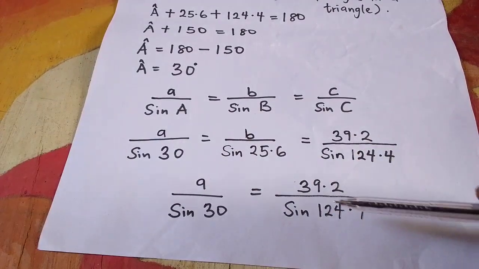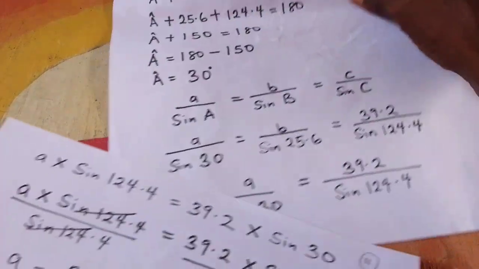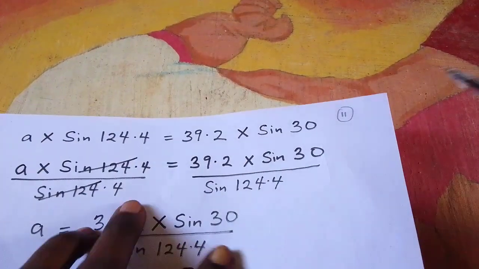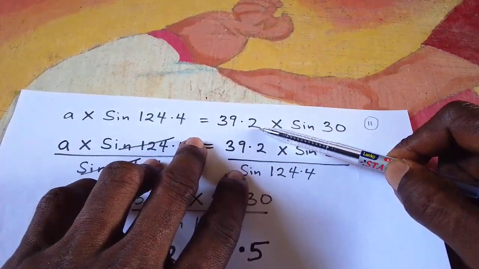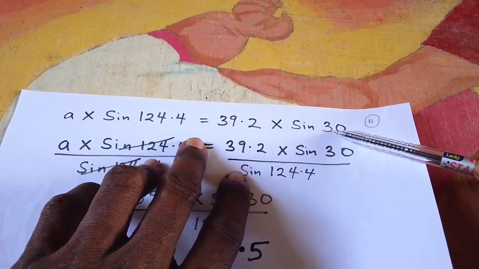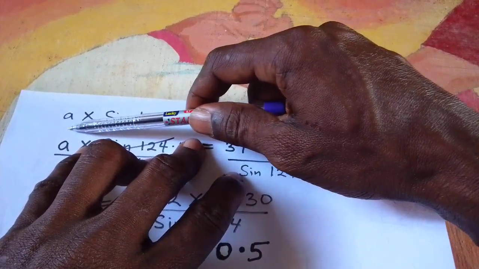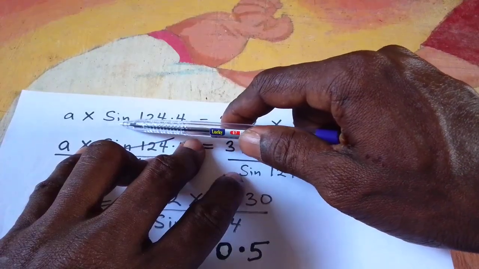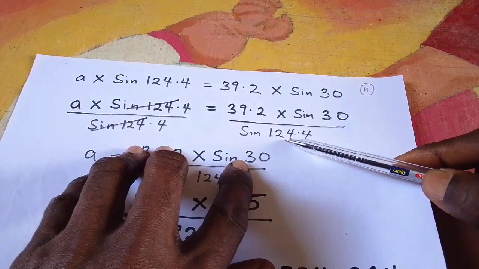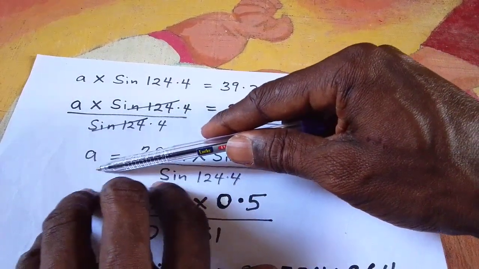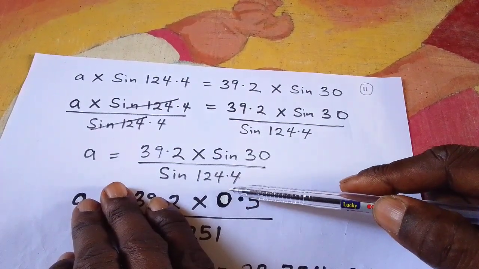When you cross multiply, sine 124.4 will come here, and sine 30 will come here. So you have A times sine 124.4 equals 39.2 times sine 30. We are looking for A, so you divide both sides by the coefficient of A, sine 124.4. This side will cancel out, remaining A here. So you are left with 39.2 times sine 30 over sine 124.4.